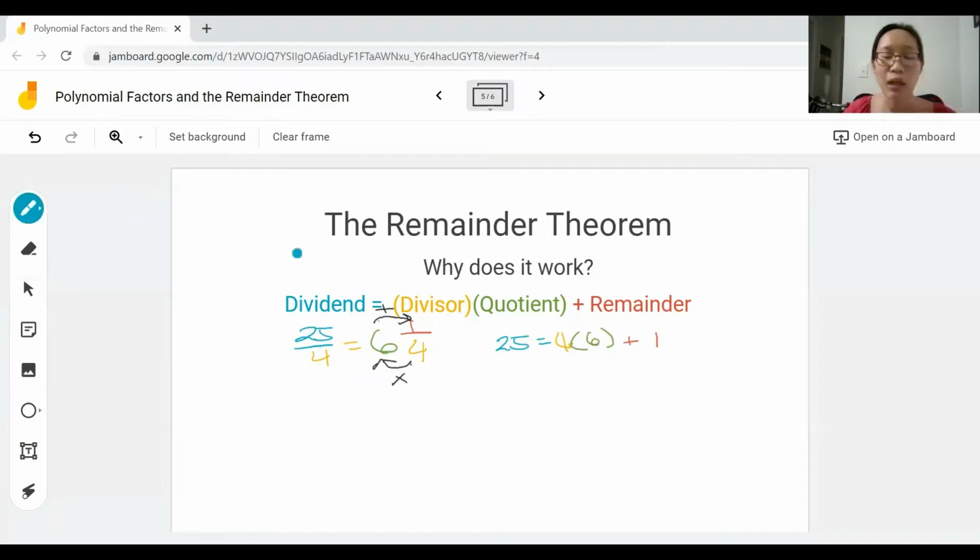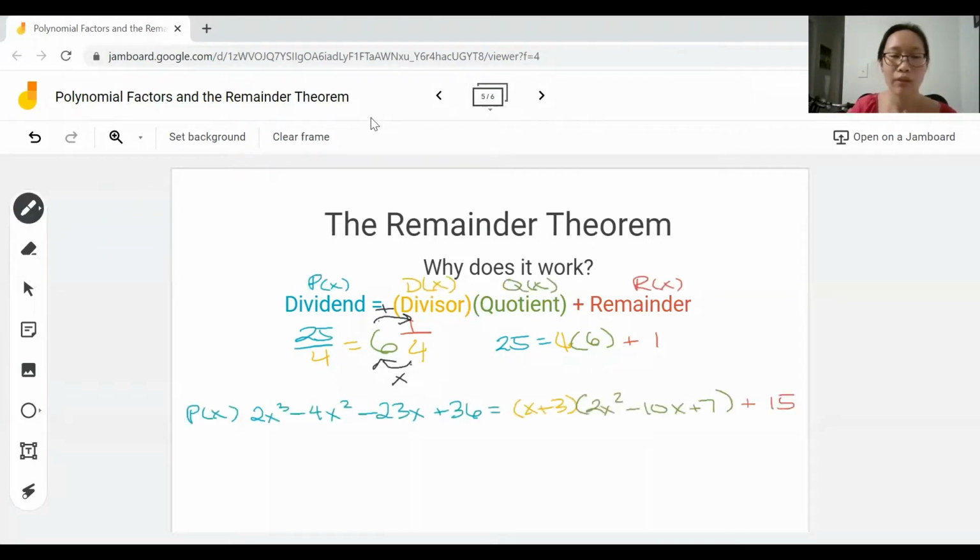The same thing is true of polynomials. I'm going to rewrite our problem so that we have all of our parts. So from our example 2, our polynomial was this 2x cubed minus 4x squared minus 23x plus 36. When we divided by x plus 3, we got a quotient of 2x squared minus 10x plus 7, and our remainder was 15. So what happens when I plug in p of -3 for x? So on the right side, I'm going to put in my -3 here, and then I'm going to leave this just as is, just for simplicity's sake.